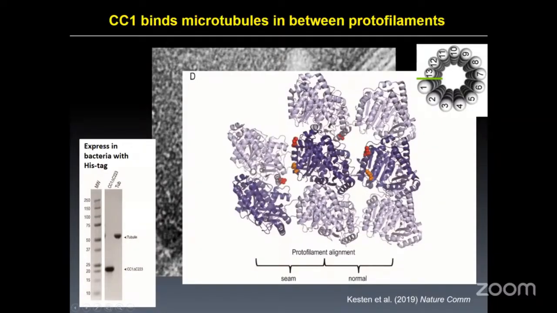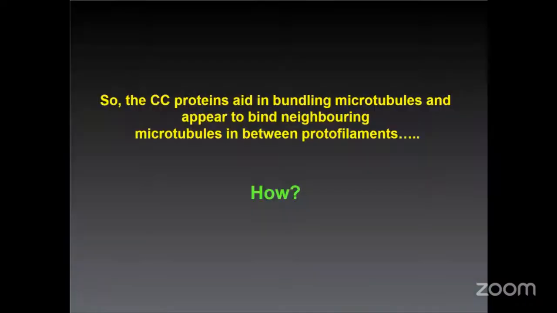So now we have a pretty nice initial mechanism for how the protein engages with the microtubules, right? We have these CC proteins that aid in this gluing of microtubules and bind neighboring microtubules in between these protofilaments, or these rows of tubulins. So how does the protein do that?